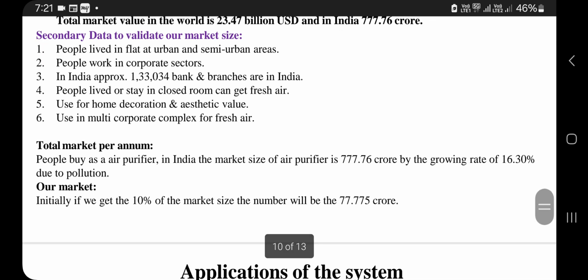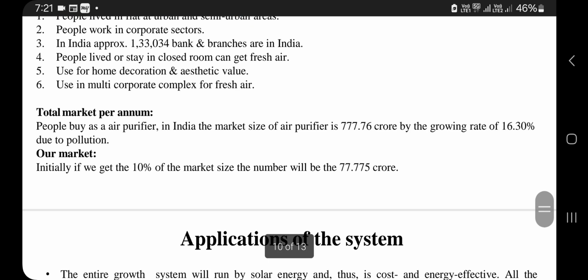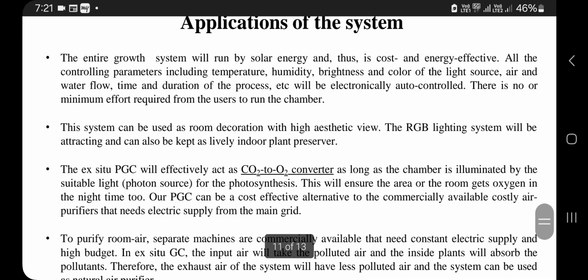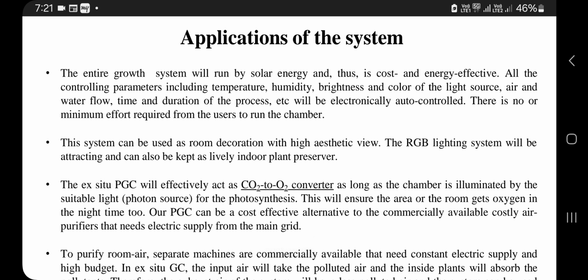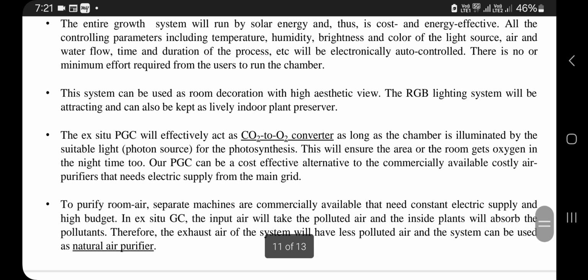And if we go to at least 10% of the market, the market size will be at least 77 crore. Coming to the application of the system, the basic role of the system is a CO2 to O2 converter. It can convert CO2 to O2 and carbon monoxide to O2, and the lighting system is very aesthetically beautiful. RGB light will be used for the system, and different plants can also be kept inside the system according to the need of the room. Whichever type of chemical toxicity is greater, we will put that type of plant inside.